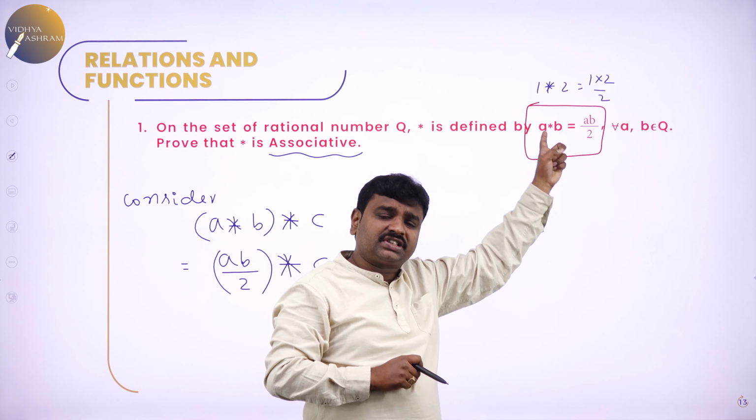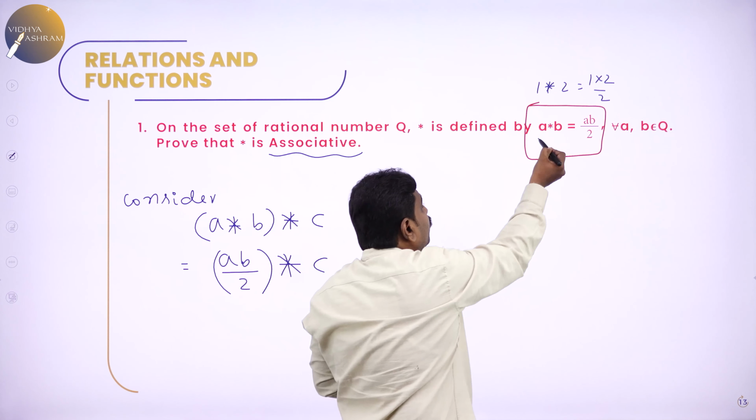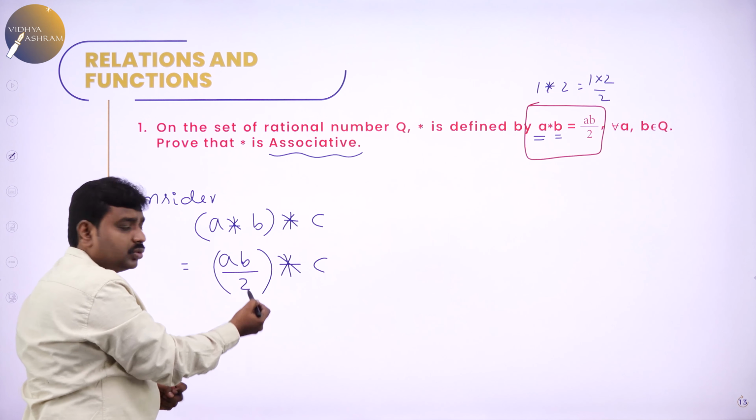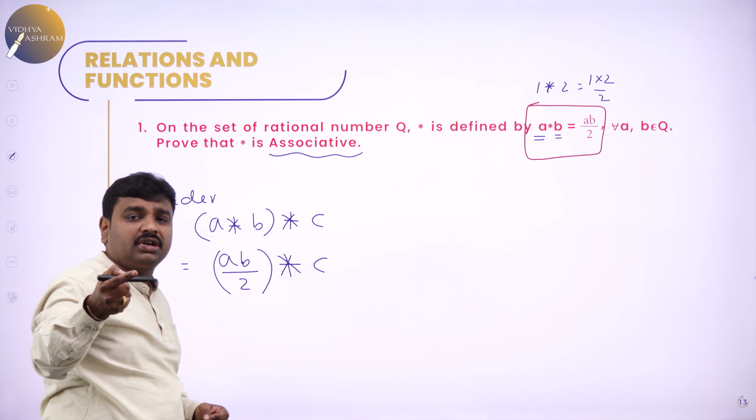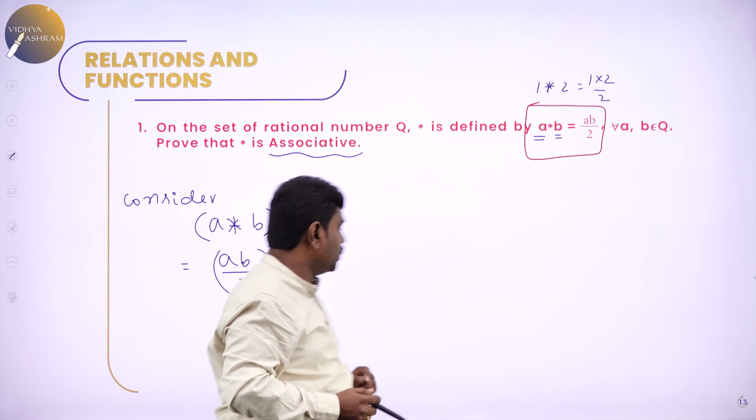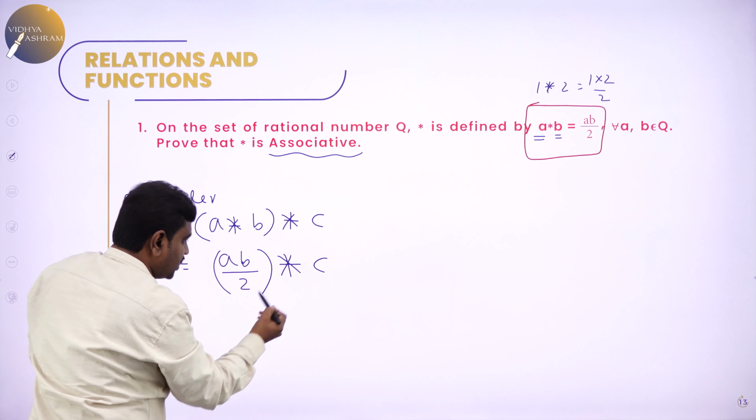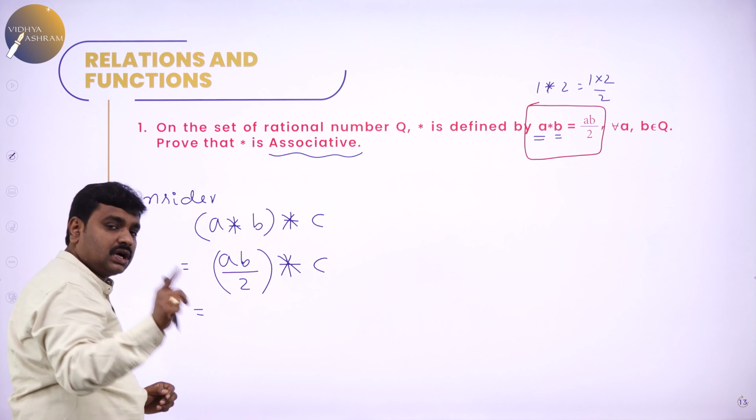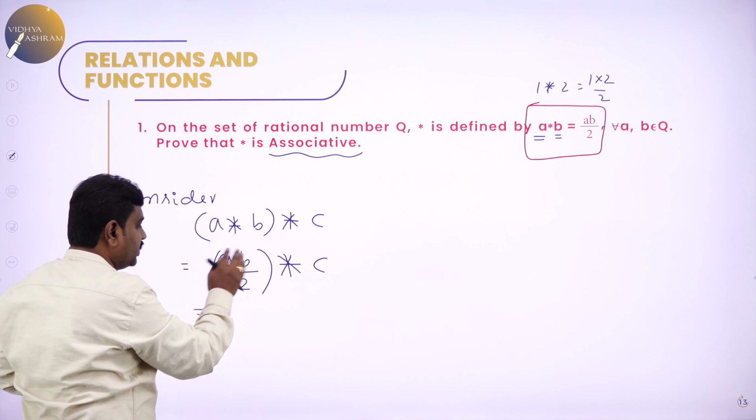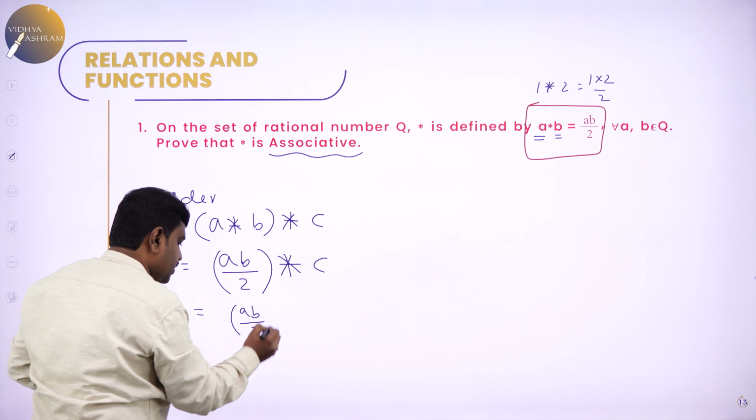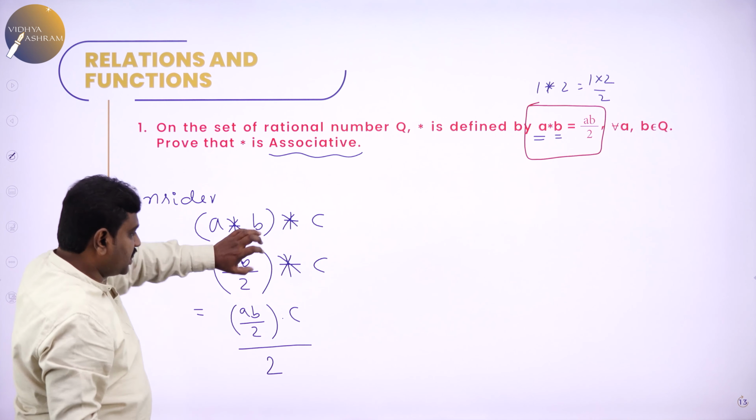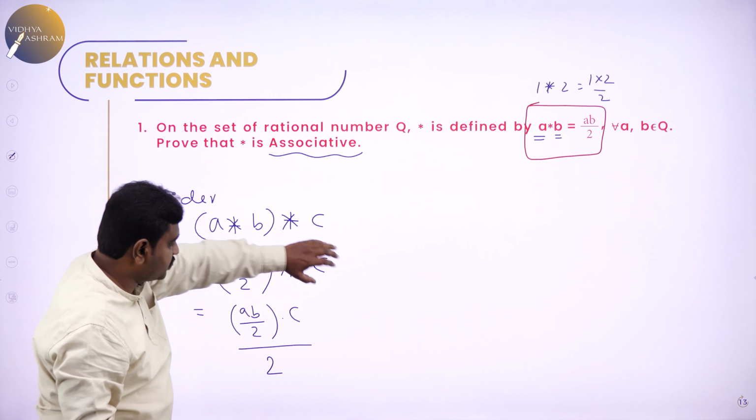How to read this? First element star second is first into second by 2. First means before star, first element; after star, second element. Here first means this whole thing. What is first? AB by 2. Second means C. What is A star B by 2? First element star second element is first into second by 2, given in the problem. So now first means this whole thing, write the whole thing as it is, AB by 2, first into second. What is second? C by 2.